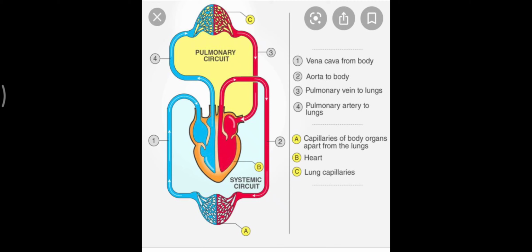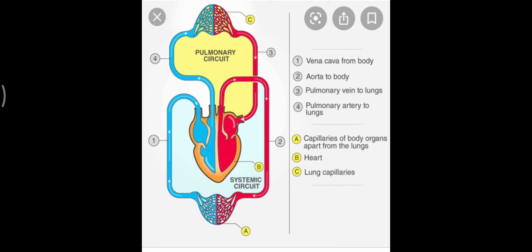So in double circulation, there are 2 types of circulation that happen. The first is the pulmonary circulation, and the second is the systemic circulation. You can see here in the figure pulmonary circulation and systemic circulation. Now the word pulmonary is related to the lungs, so pulmonary circulation deals with oxygenation of deoxygenated blood.